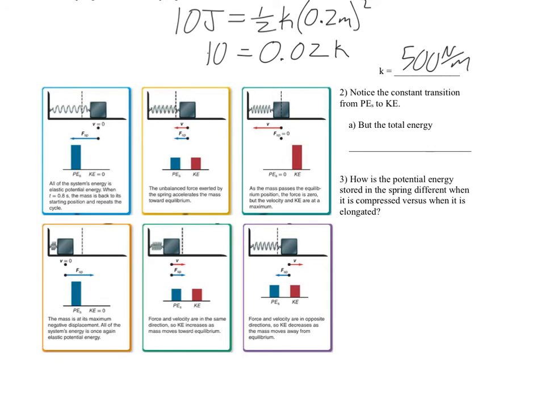This next series of images shows us a block on a spring that's oscillating back and forth. The order of the pictures here is picture 1, 2, 3, 4, 5, and 6. It says here, notice the constant transition from elastic potential energy to kinetic energy, but the total energy of the system always remains the same.